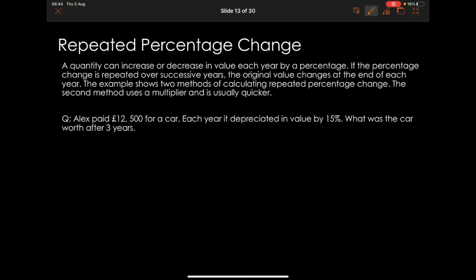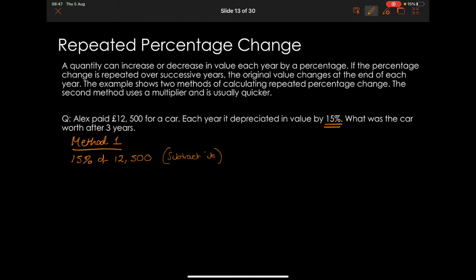It says here, Alex paid £12,500 for a car. Each year it depreciated in value by 15%. What was the car worth after 3 years? So, method 1. A lot of students go about this in quite a long-winded manner, which is fine. I need to work out 15% of 12,500 and then subtract it. Okay, fine, we can do that.